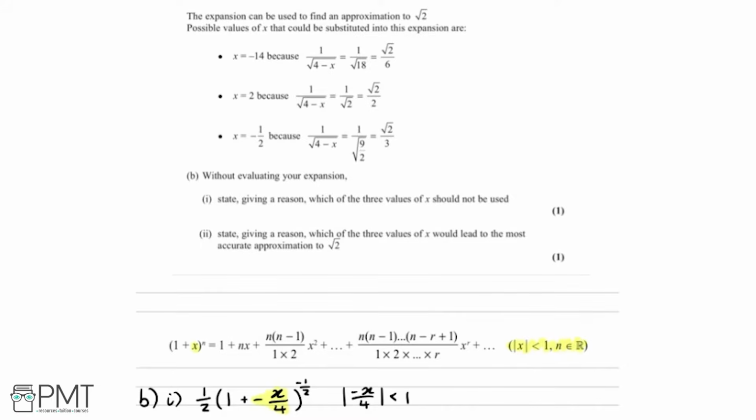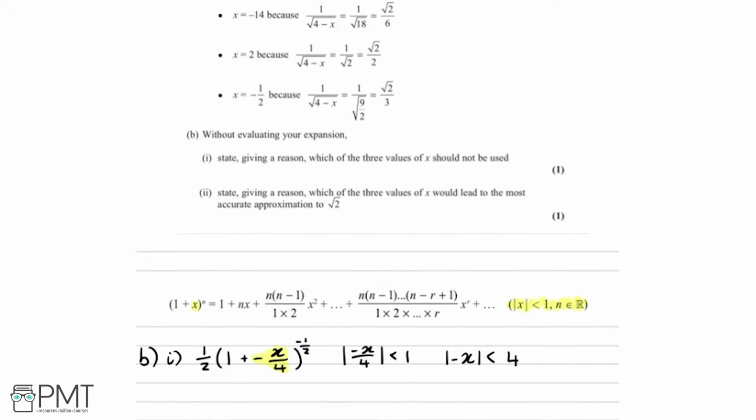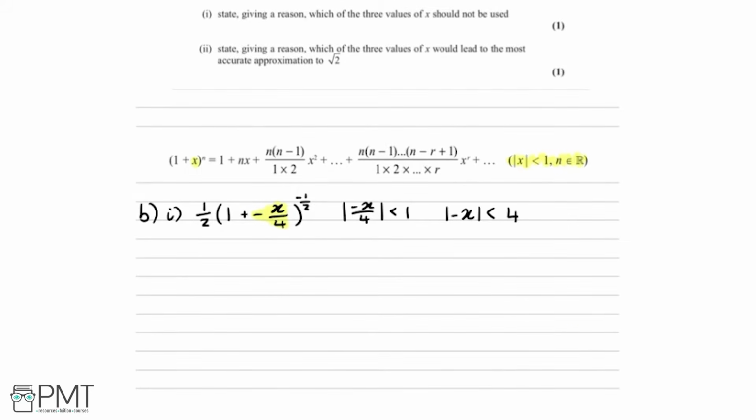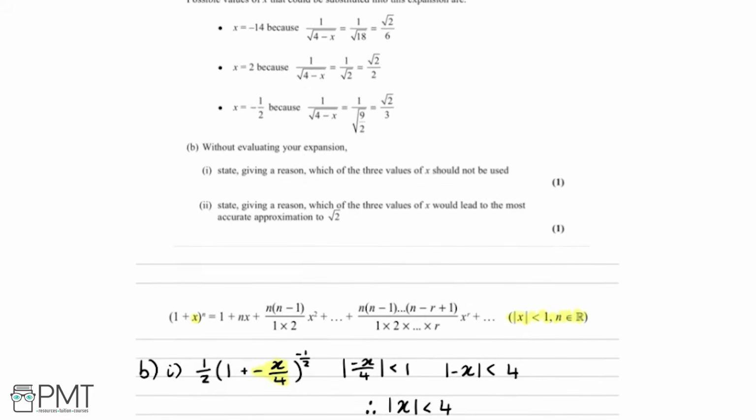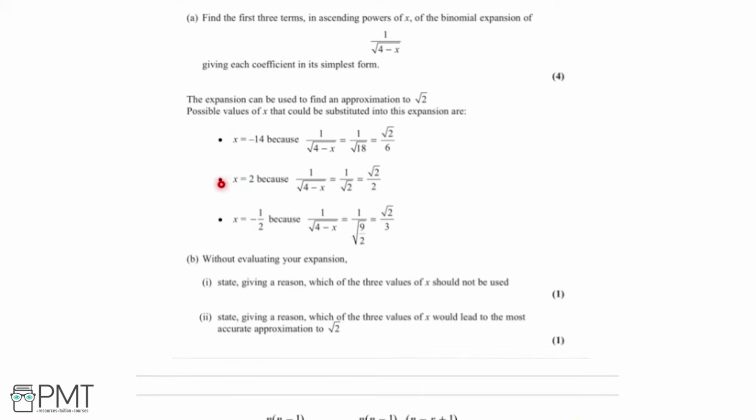Okay, so if we multiply both sides of the inequality by 4, we get the modulus of minus x is less than 4. However, because it's a modulus, we can ignore the minus here because the modulus sort of gets rid of that. So the modulus of x has to be less than 4 for this expansion to be valid. Okay, great. So now we've worked out that condition here. We need to look back up at what they said in the question, which of these aren't valid. But if we think about it, the modulus of x equals 2, well, that's just 2, and that is less than 4. Okay, so that's okay.